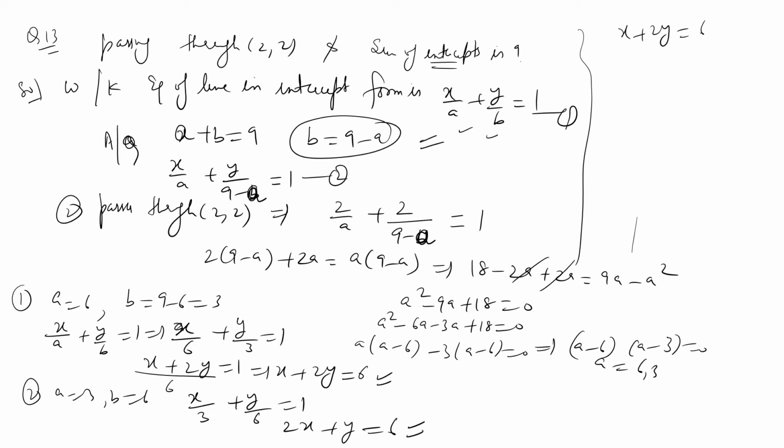If I need to change it to intercept form, what I need to do is divide both sides by 6. It becomes x/6 + y/3 = 1. So you can clearly see that to change any equation to the intercept form, I should take the constant to the other side in a positive way, make that side 1, and divide both sides by that constant, and you will get the form and you will get the intercepts also.